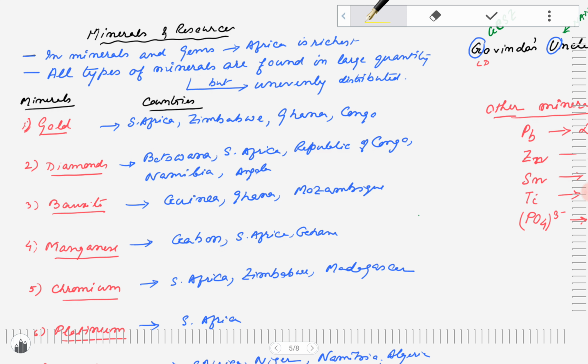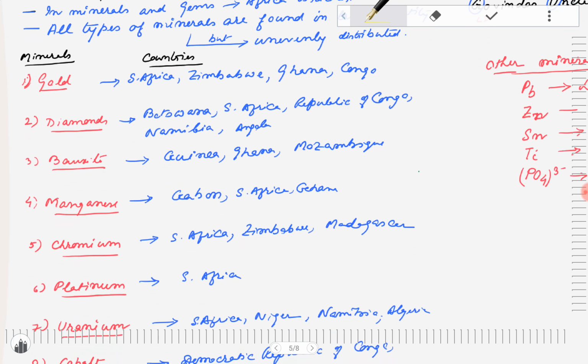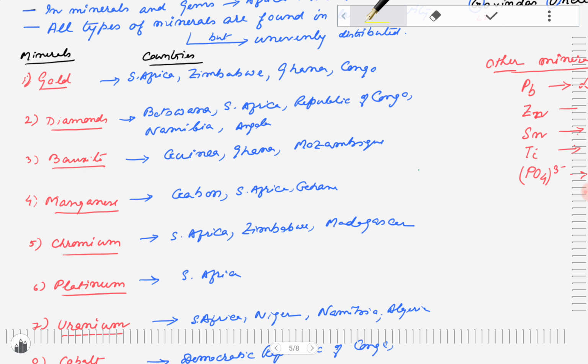Now, the minerals and resources. In minerals and gems, Africa is the richest of all. All types of minerals are found in large quantity, but these are also unevenly distributed. Now, gold is found in South Africa, Zimbabwe, Ghana, and the Congo Basin. Diamonds are found in Botswana, South Africa, Republic of Congo, Namibia, and Angola.